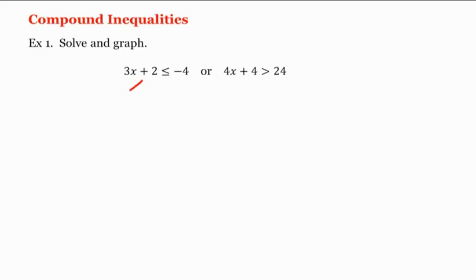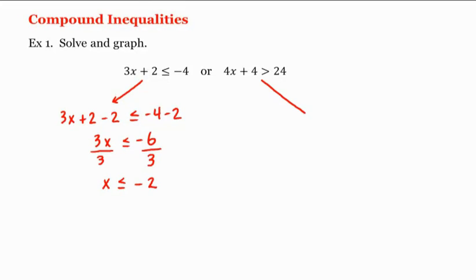So let's start with this first inequality here. We can begin by subtracting 2 from each side. Which gives us 3x is less than or equal to negative 6, because 2 minus 2 is 0. Now dividing both sides by 3, and 3 is a positive number, so this inequality will not flip. It gives us x is less than or equal to negative 2.